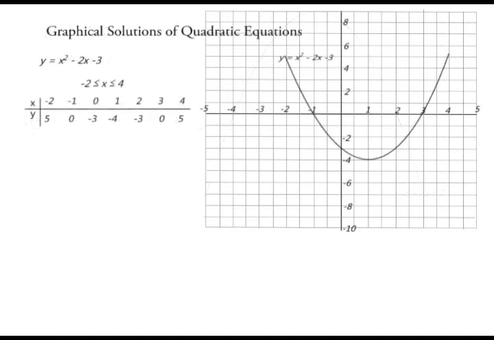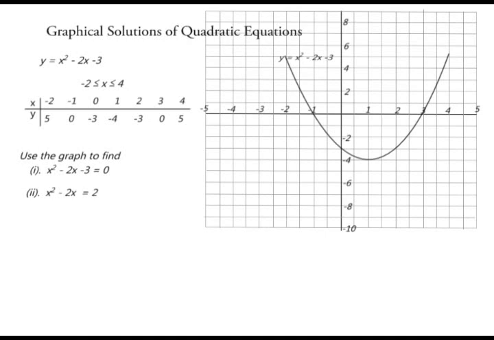Next, graphical solutions of quadratic equations. Now, we often use the quadratic graphs to solve quadratic equations. For example, in our first graph, y is equal to x squared minus 2x minus 3, we can use the graph to find solutions of x squared minus 2x minus 3 is equal to 0 and x squared minus 2x is equal to 2.